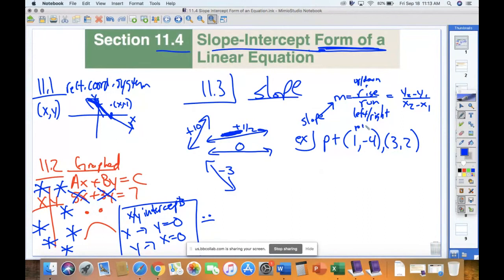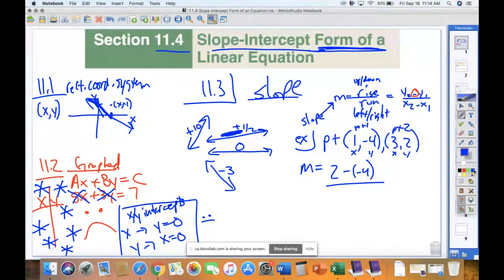I just say, hey, I'm going to have this as point 1 and this is point 2. So my slope, m, is going to be y2. Remember, these are x and y coordinates. y2 is 2 minus, don't lose that minus, y1, which is minus 4. Where do people make mistakes on the slope formula? This minus minus. A lot of people would just put 2 minus 4, and they forget about this minus already there.